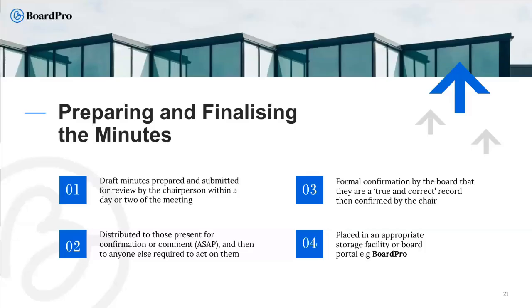Let's go through preparing and finalising the minutes. The board of directors doesn't, this is a really controversial topic, so I'm really going to be interested in hearing what Danica and Jo say.